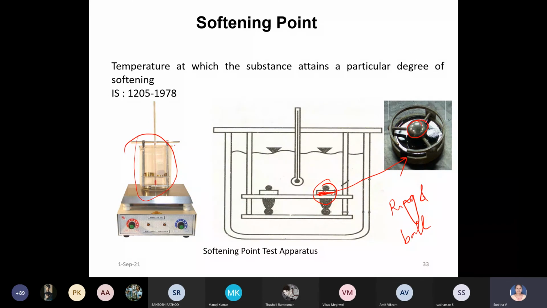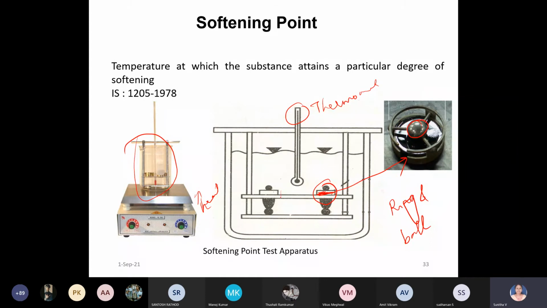Okay, this is a frame, and with this thermometer you can measure the temperature because you are heating it. You have to heat the bitumen. When you are heating, its consistency will change. So you have to heat the entire setup. It's kept in water or some other solution also. So when you are heating, what will happen here? This ball is kept up.